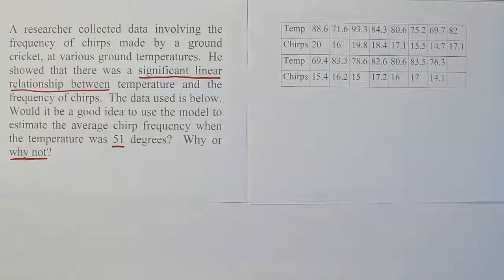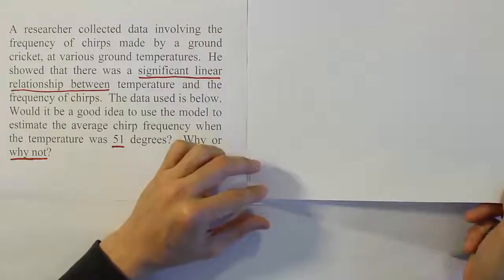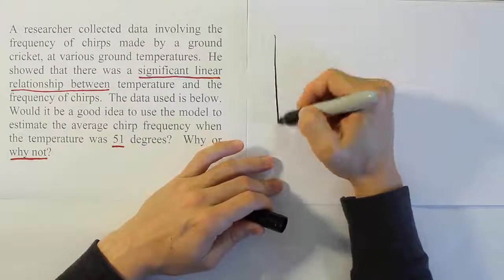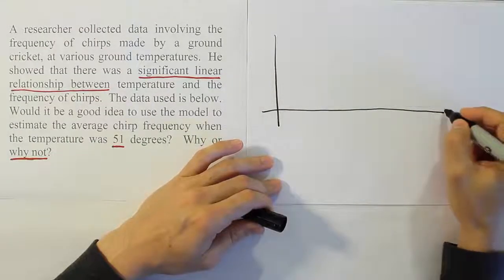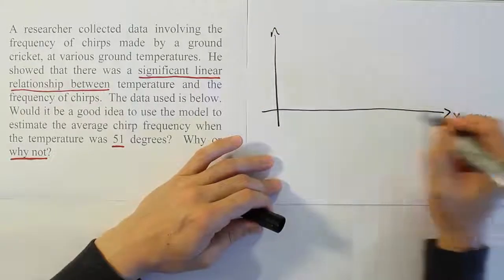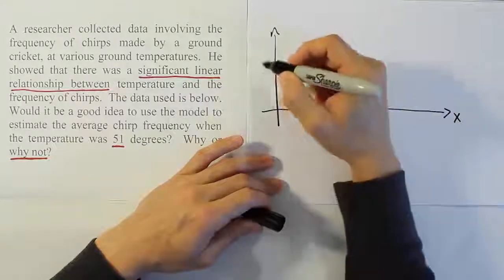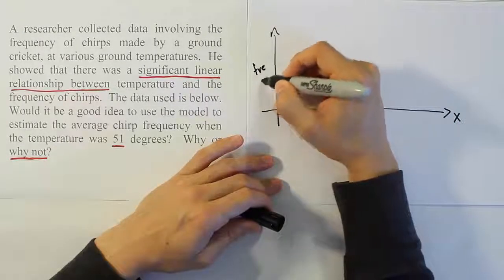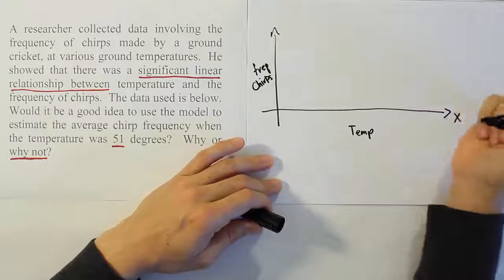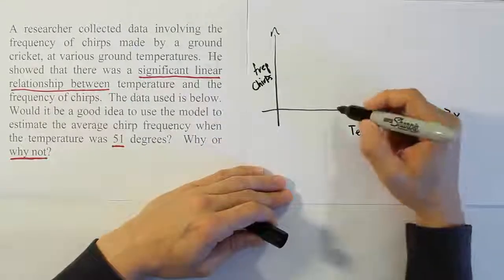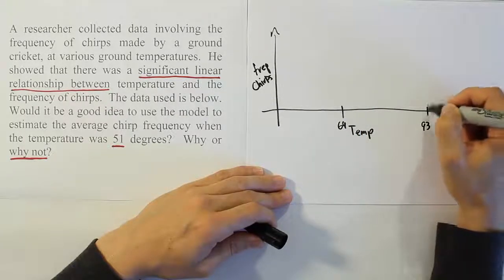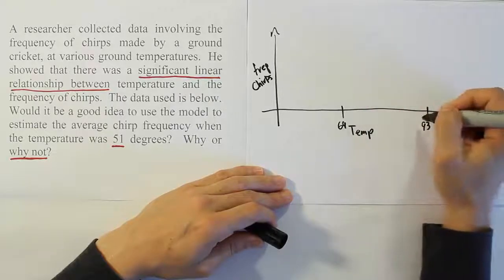Let me give you a drawing here to help you understand why I'm saying it's a bad idea to use 51. So imagine that we had the original data in front of us, and we decided to plot it, because remember, the data consists of ordered pairs, so they can be plotted on an XY grid. Here would be the temperature axis, and here would be the frequency of chirps axis. Now on our interval, let's say we have the number 69, and then over here maybe the number 93, because that was the range of data temperatures they used in the model.